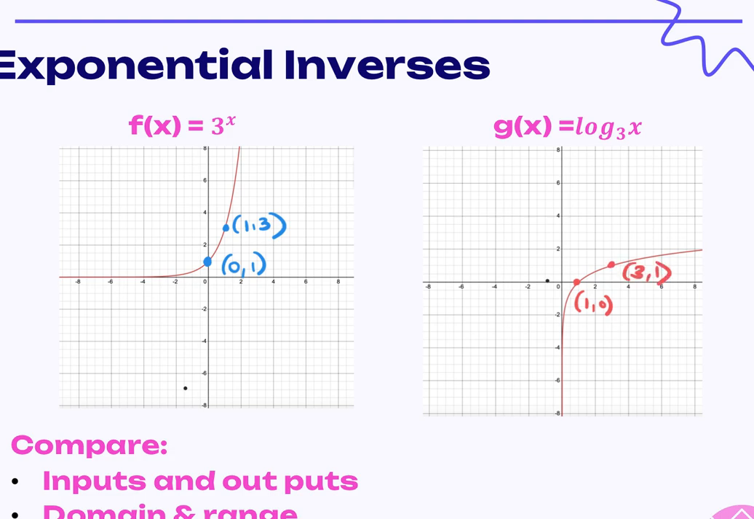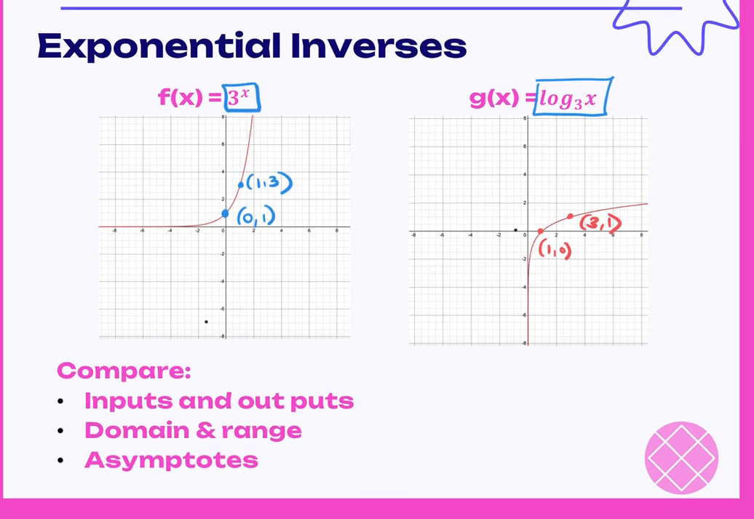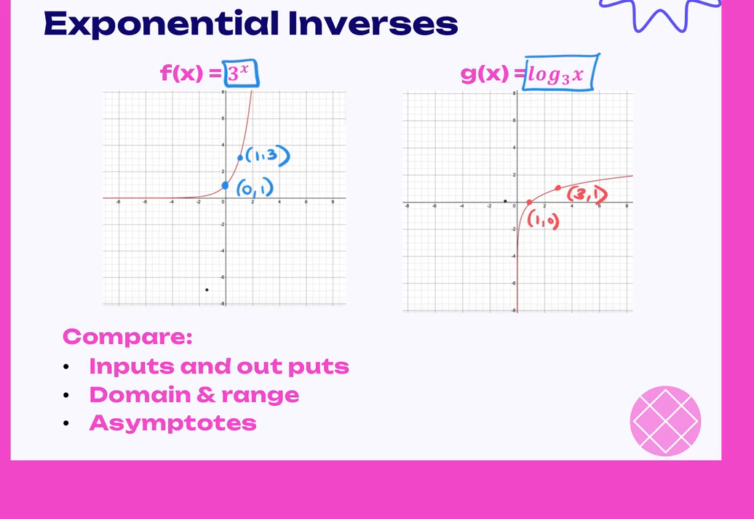So if I were to compare the inputs and outputs of these, what's the relationship between these two? They switch, right? The x and the y switch on both. And what kind of relationship causes that? An inverse, right? In an inverse, we switch the x and the y. So if it is just the simple one, not talking about any translations or anything like that, our simple exponential function where 3 is the base, compared to a simple log function in which 3 is the base, these are inverses of each other. The inputs of one become the outputs of the other and vice versa.